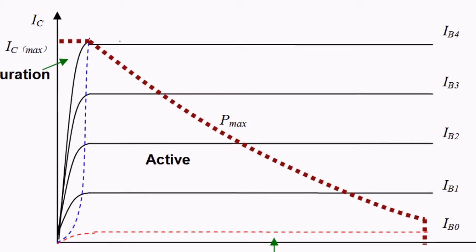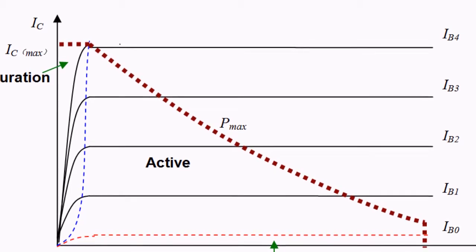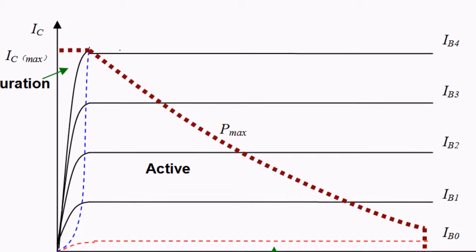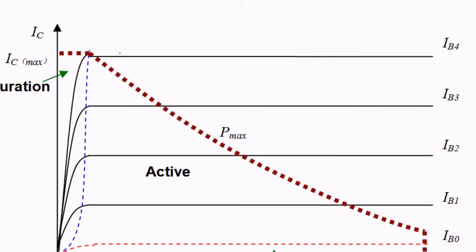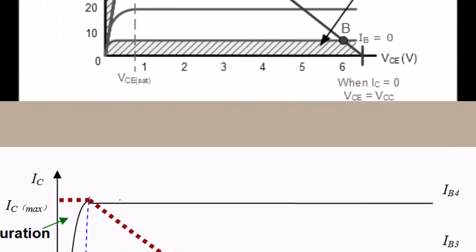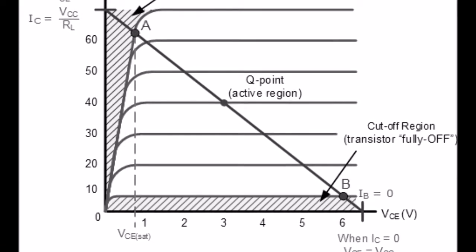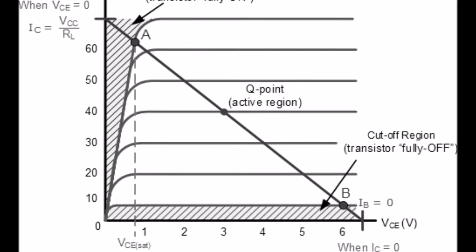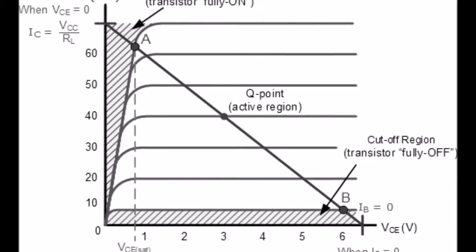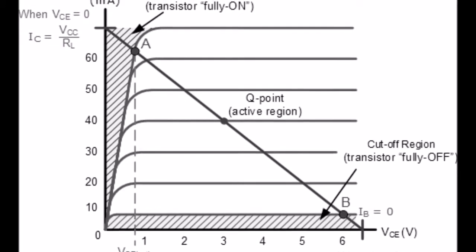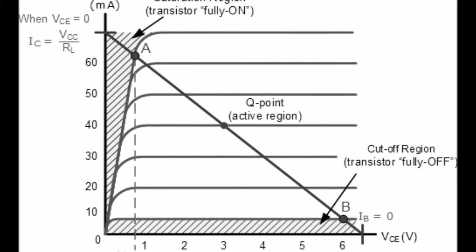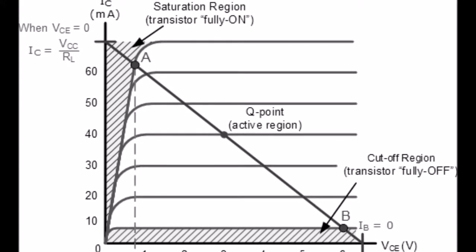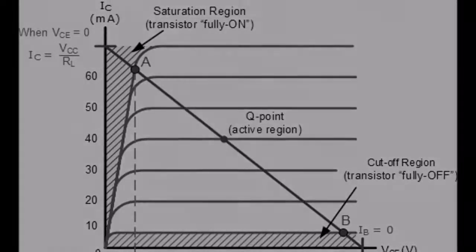In the cutoff region, the amplifier is basically off. There is voltage but little current. The VCE is maximum and IC is minimum in the cutoff region. In the saturation region, the amplifier is fully on. There is current but little voltage. IC is maximum and VCE is minimum in the saturation region. These are just some general concepts about the bipolar junction transistor.